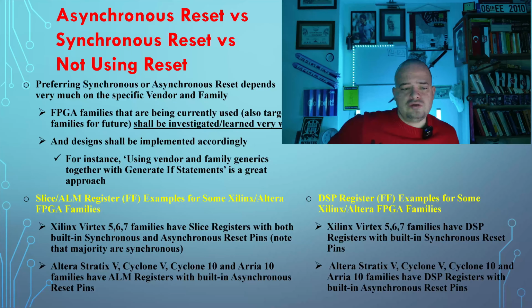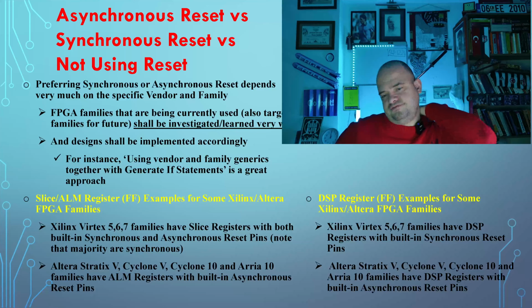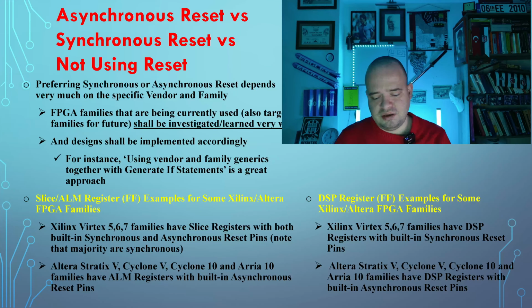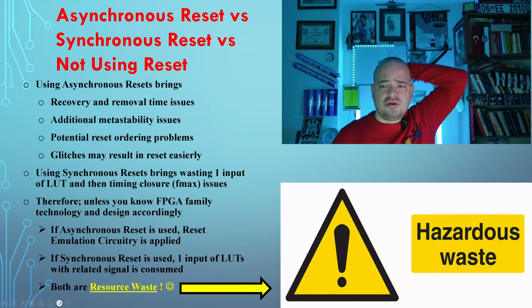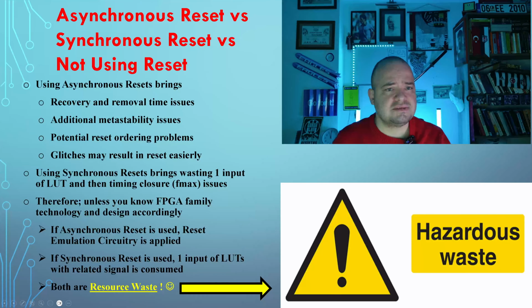or you will use plain VHDL code inference, but if you don't use such generics for vendor and family, then your design will not be optimal. So you will use more resources and your timing performance will be worse. Okay, I think this one is clear as well. So I think this was the last one.